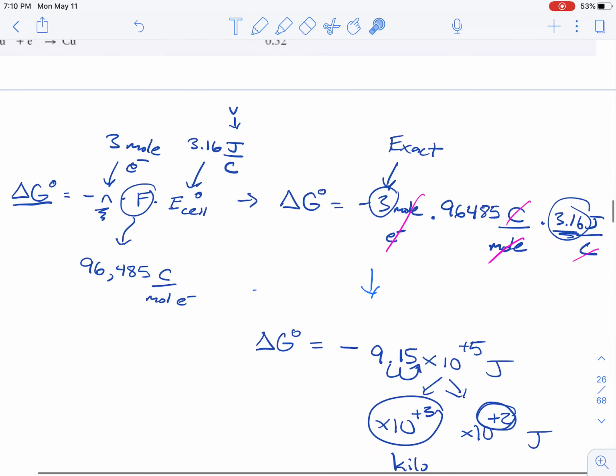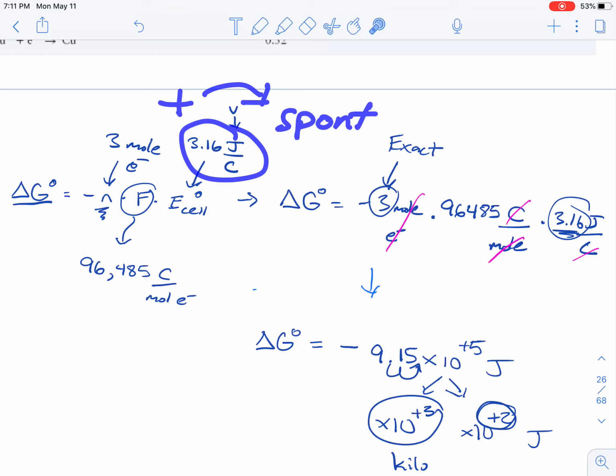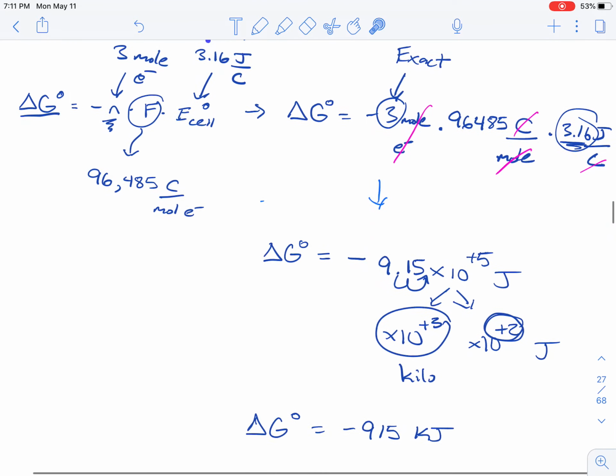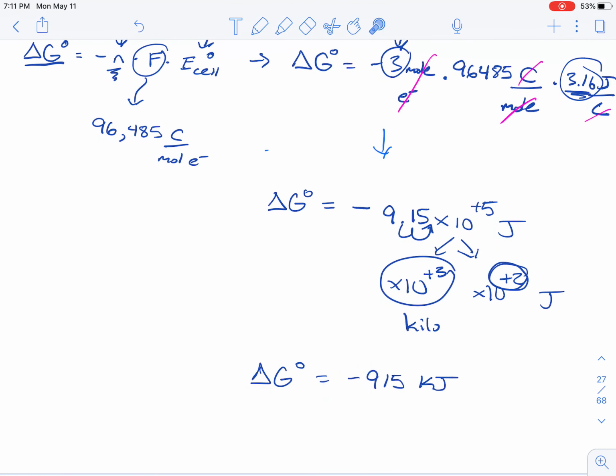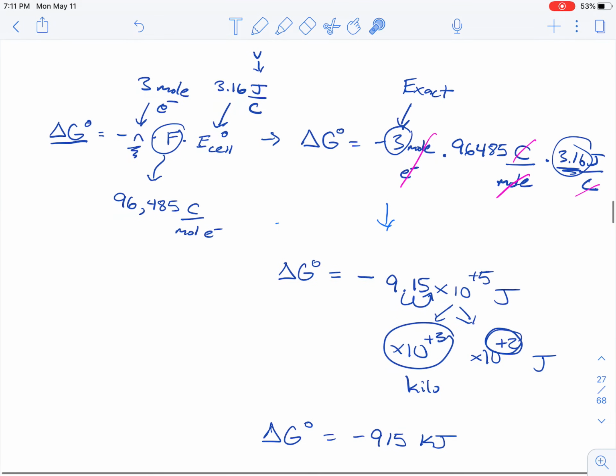And so I want you guys to look at the value or the sign of E cell. The value of your cell potential is going to be 3.16, more specifically positive 3.16. And if you guys have a positive value, that means that this reaction is also spontaneous. Okay. And so we have a positive sign here, and we have a negative sign here, and both points of view are telling us that, yeah, the forward reaction will definitely be spontaneous.